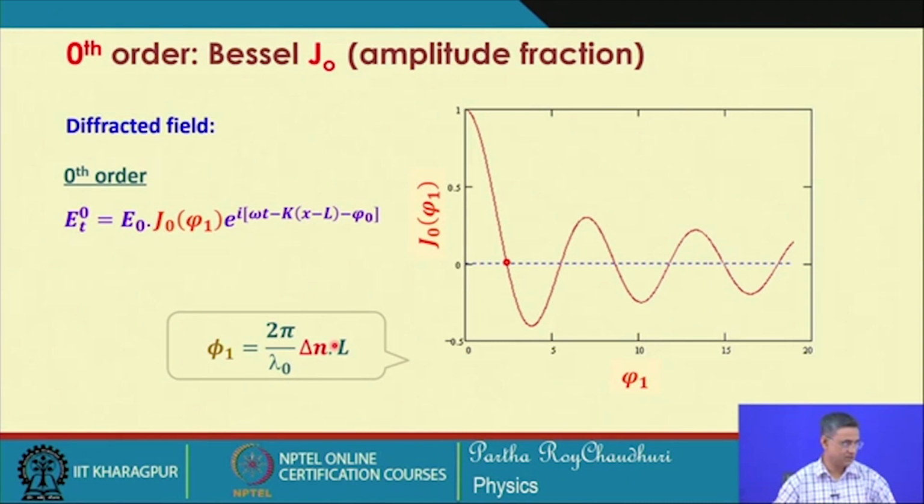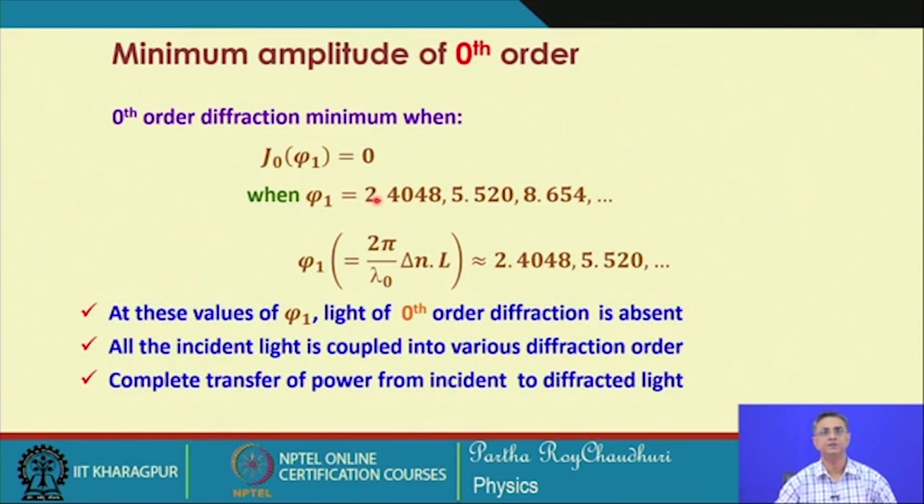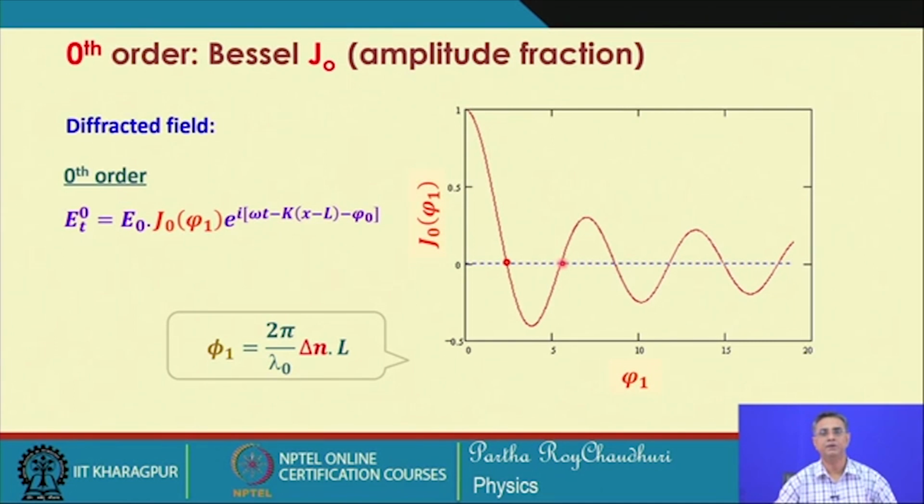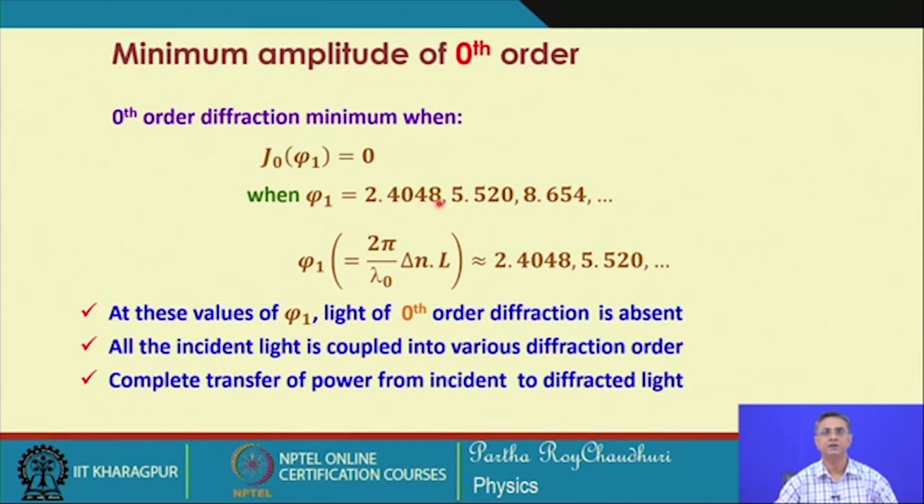So, phi 1 is equal to this. Therefore, knowing this, additionally it could happen here also, this is another 0. So, these are the zeros of Bessel functions, but the first zero will occur here, and as a result we will get this. For all these values of phi 1, light of 0th order diffraction is absent. So, at this point there is no light in the 0th order, all the intensities are distributed in the various higher orders. So, complete transfer of power from the incident to the diffracted wave is possible, and will provide the maximum modulation of the incident light to higher order.